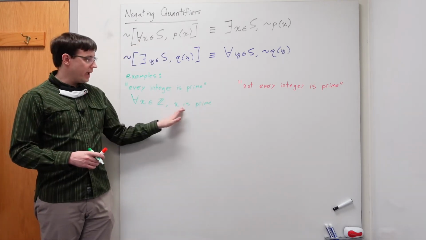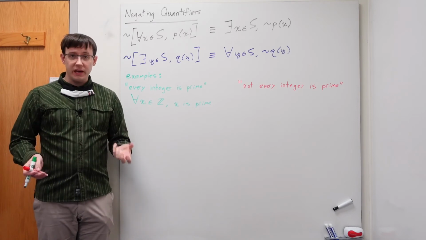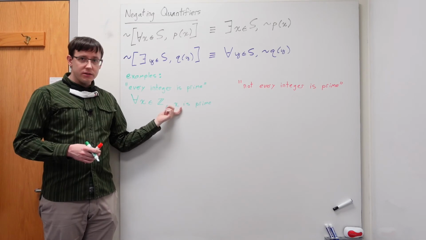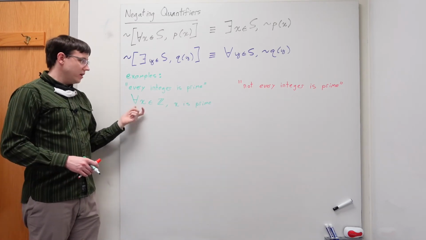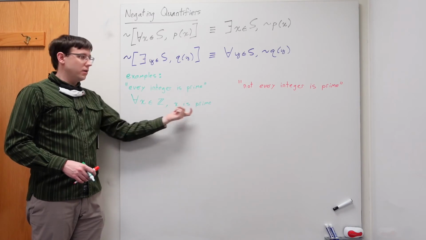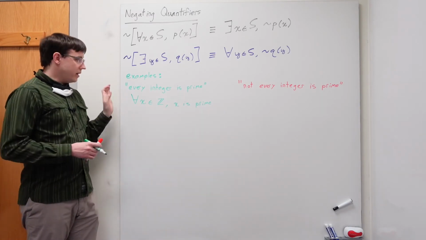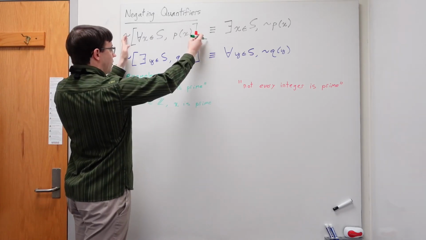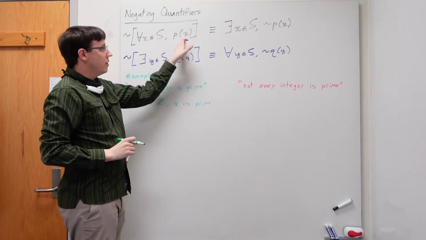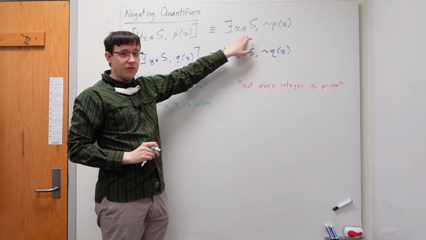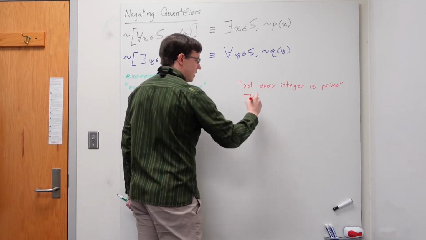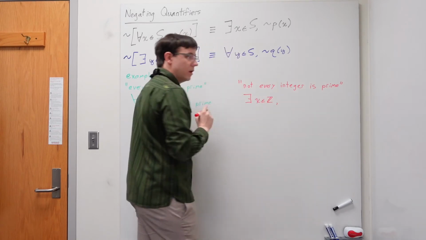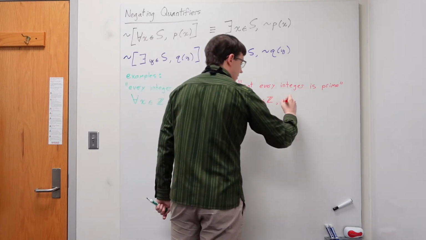So here the property x is prime as a Boolean expression evaluates to either true or false for any given x. And then we are claiming that for every integer, this property holds. If we negate that claim and say it is not true that for every integer the property holds, then we will get an existential statement. So there exists some element of the set of integers such that x is not prime.